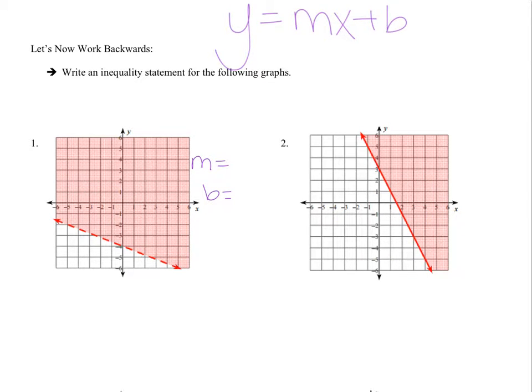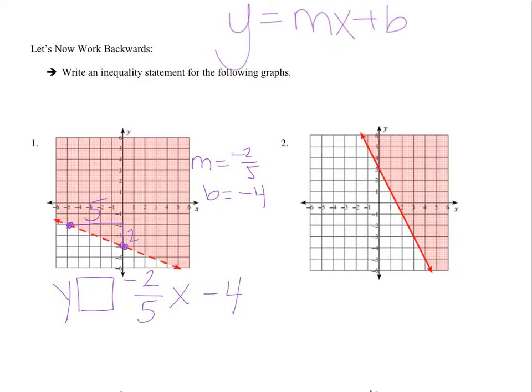So b is where my line touches my y-axis, which is at -4. For m, I'm going to pick 2 points that go perfectly through the corners of my grid. So I see this point here and this point here. How do I find m? Rise over run. So 1, 2 over 1, 2, 3, 4, 5. So m is -2 over 5. So I'm going to write y, leave a blank for my inequality symbol, -2 over 5x minus 4.